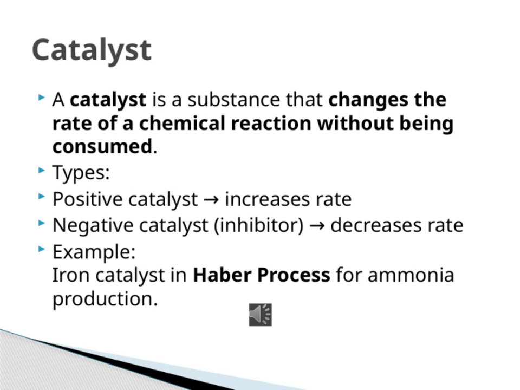A catalyst is a substance that changes the rate of a chemical reaction without being consumed in the process. Essentially, it helps the reaction happen faster or slower, depending on what's needed, but it doesn't get used up itself. There are two main types of catalysts: positive catalysts, which increase the reaction rate, and negative catalysts, also known as inhibitors, which decrease the reaction rate.